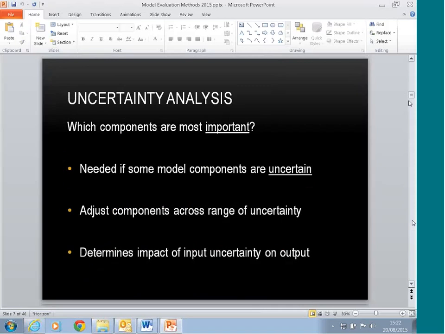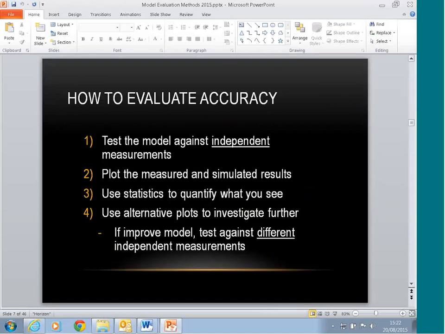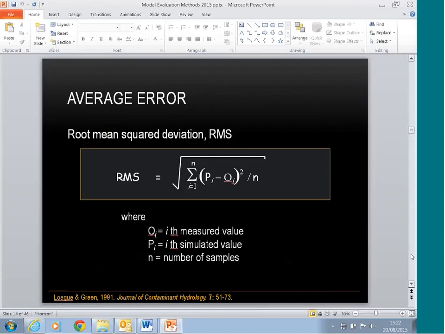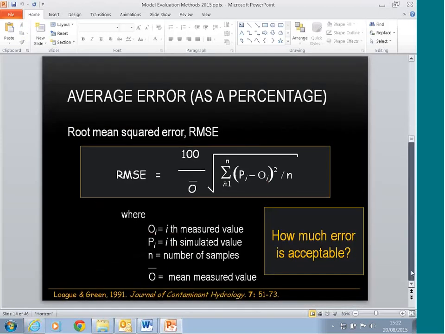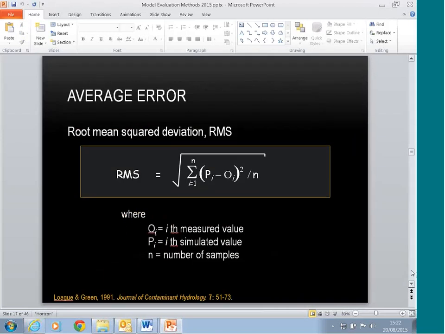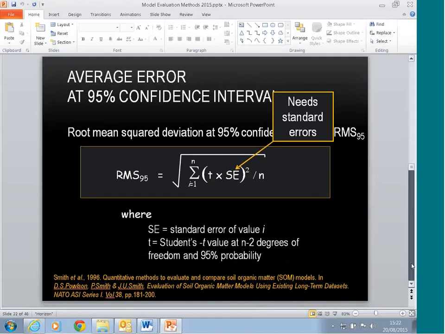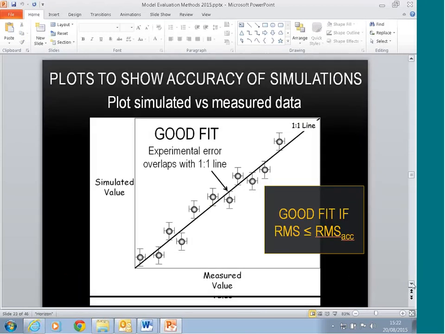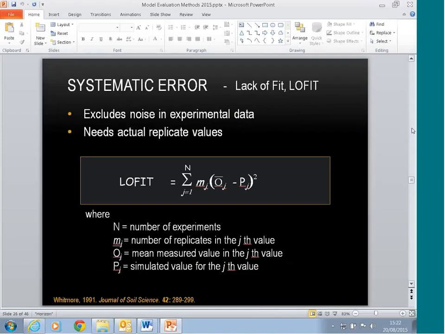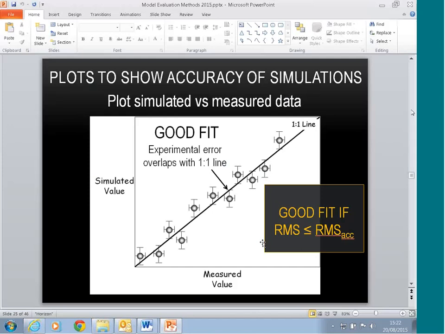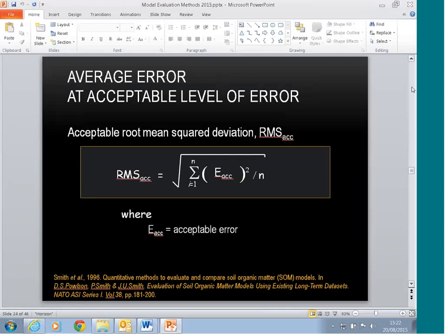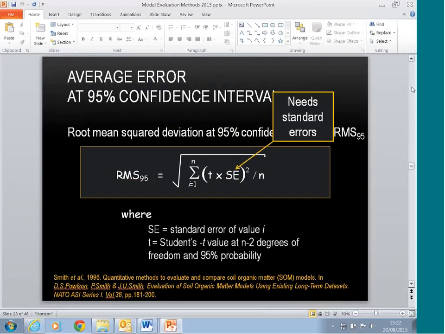I was expecting a bit more on uncertainty analysis. Let me get back. Let's see if I can find it. I've just killed the computer. Yeah, here we go. So I think I've just pressed the wrong button here. Here we go, let's go back. Everybody still with me?